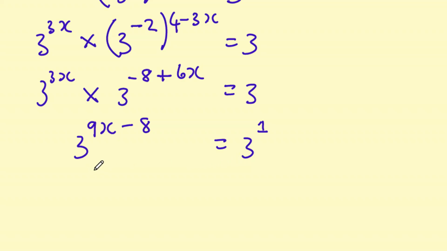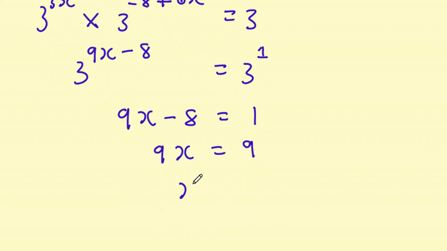Now the bases are the same, and that means the powers must be equal. So 9x minus 8 must equal 1. And we can solve for x in this equation. 9x will equal 1 plus 8, so 9. And we can solve for x by dividing this 9 into the right-hand side. So 9 divided by 9 is 1.